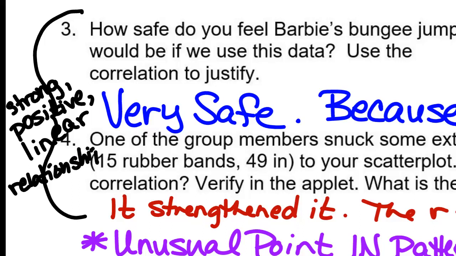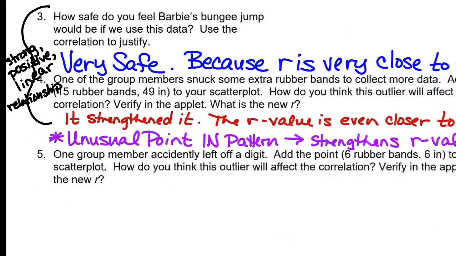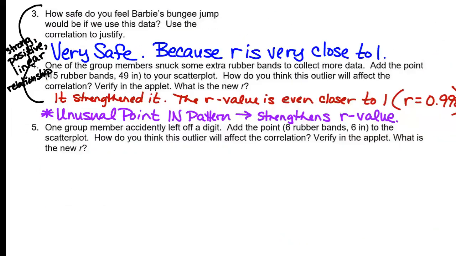If this was one that I was asking you to analyze for me, and it had that point on there, yes. We added that one on at the end. That wasn't part of our original data. But yeah, if you had a scatter plot that looks like the one on your screen right now, then you would say, it has an unusual point at 15, 49, or 15 rubber bands, 49 inches traveled. One group member accidentally left off a digit.